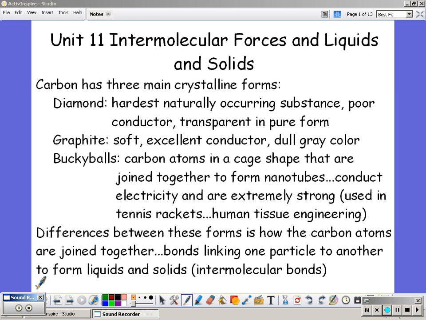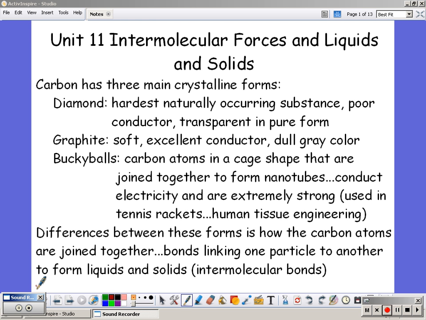Now a buckyball is when the carbon atoms are in a cage shape that are joined together to form nanotubes. This cage shape is reminiscent of a soccer ball. It conducts electricity and is extremely strong, so it's actually used in everything from tennis rackets to human tissue engineering. Nanotechnology using these nanotubes is a high-interest, expanding form of chemistry.